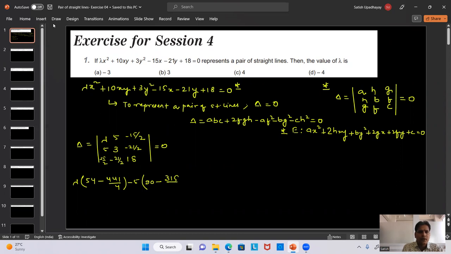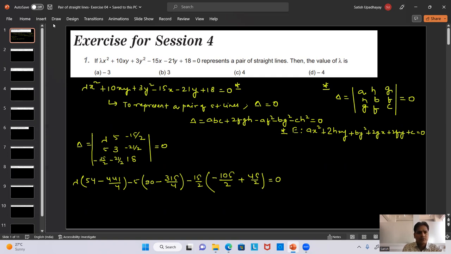So this will be 90 minus 315 upon 4. Let me write it clearly. It is minus 15 by 2. So minus 5 into 18 into 5, 90, and minus, this will be anyhow plus only, 315 upon 4. And then here we will have minus 15 by 2 into this thing. So this will be 21 into 5, that is 105, so minus 105 upon 2. And minus and minus will be plus, so 45 upon 2. Now this is the determinant value, and that will be equal to 0.